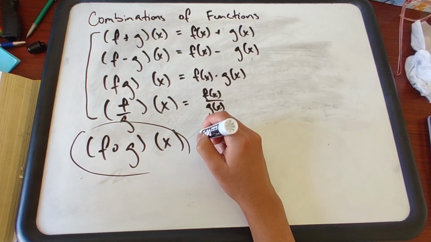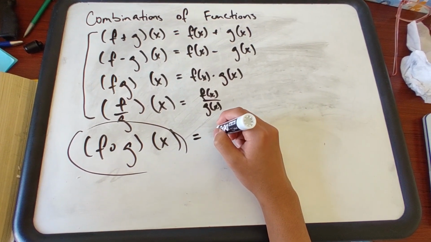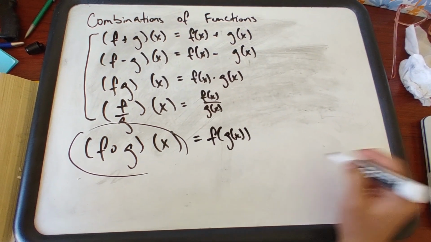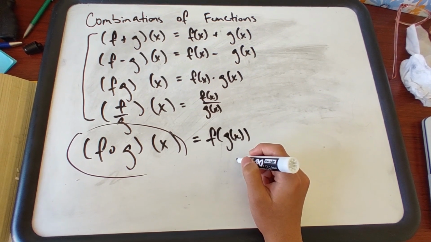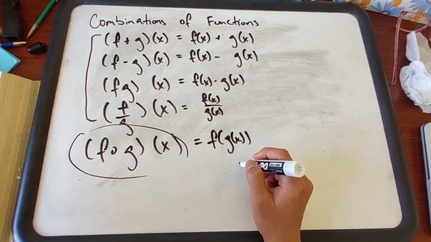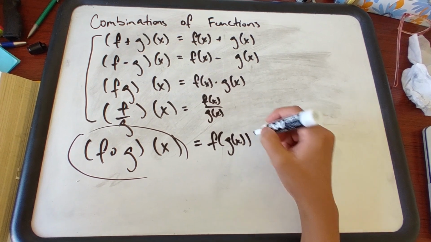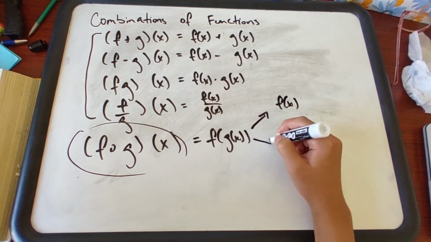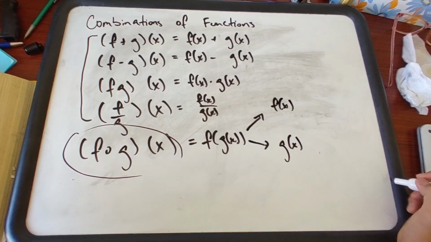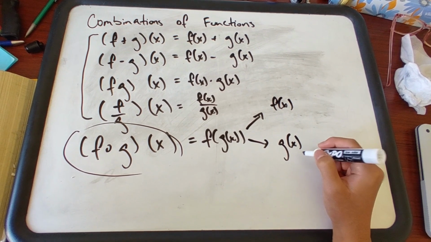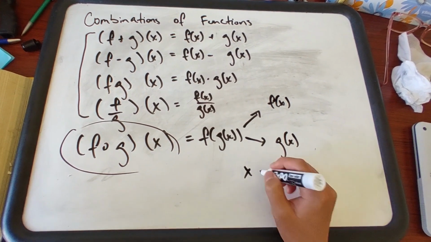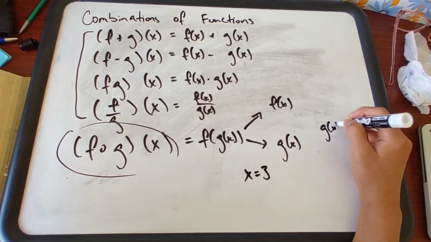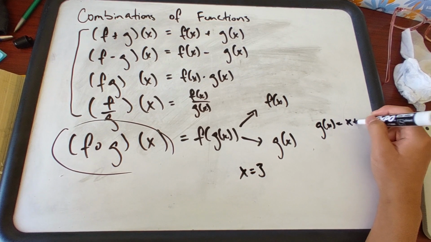So what this notation is, is f of g of x. So this is a function inside a function. So what we do here is we get one value. Let's say we're going to split it up into f of x and g of x. So let's say we have a value for x. Let's say x is 3 or something, and then g of x is x plus 2.